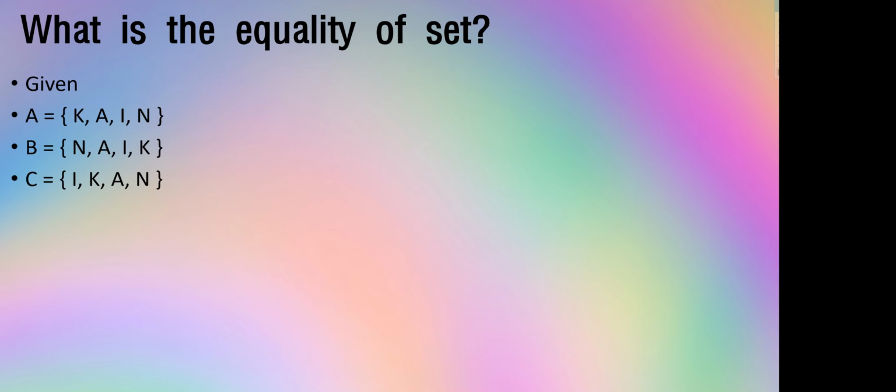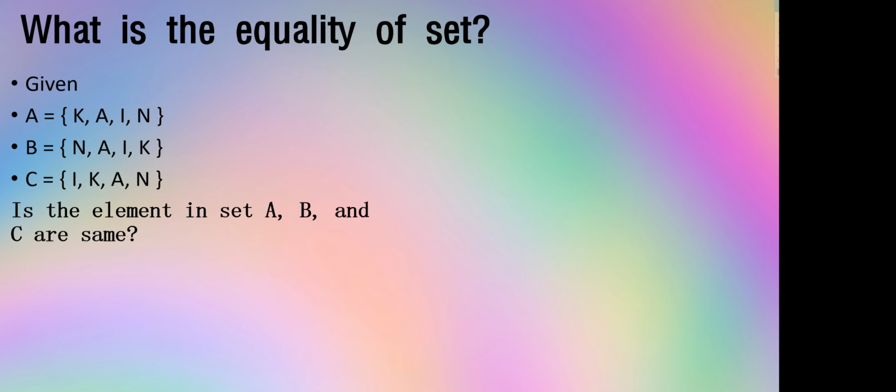Now, we move to another part. What is the equality of sets? When we're talking about equality, actually there is a simple word that can represent it, which is the same. They are the same. So how can sets be equal? We look at the examples. If I give you 3 sets now, set A: K, A, I, N. Set B: N, A, I, K. Set C: I, K, A, N. Can you tell if all the elements inside sets A, B, and C are the same?